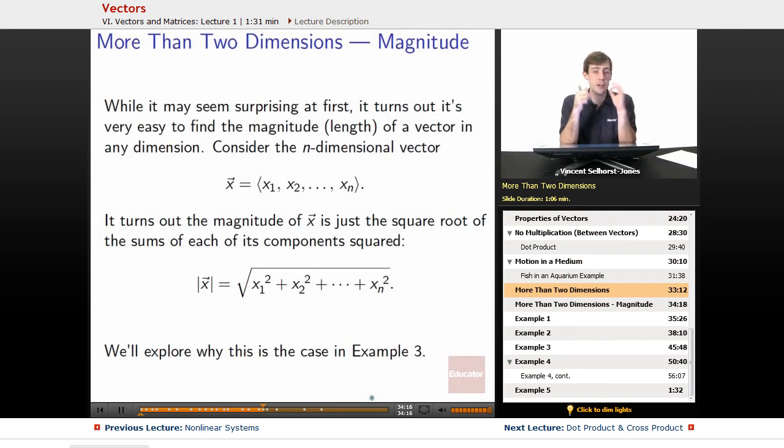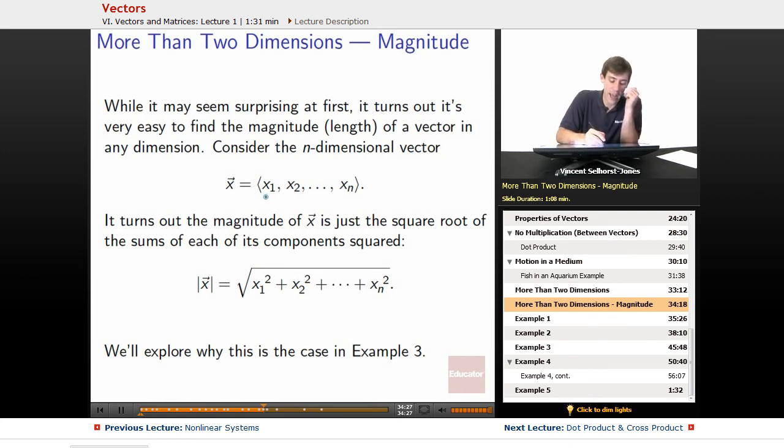We can also talk about the magnitude of something that's higher than 2 dimensions. It might seem a little surprising at first, but it turns out it's actually really easy to figure out the magnitude, the length of a vector in any dimension. Consider the n-dimensional vector x, where it is x1, the first component of x, comma x2, the second component of x, all the way up until we get to xn, the nth component of x. Now it turns out the magnitude of our vector x is just the square root of the sums of each of its components squared. Now, that seems a little bit confusing, but it makes sense. The length of our vector x is equal to the square root of the first component squared plus the second component squared plus all the way up until the nth component, our last component squared.